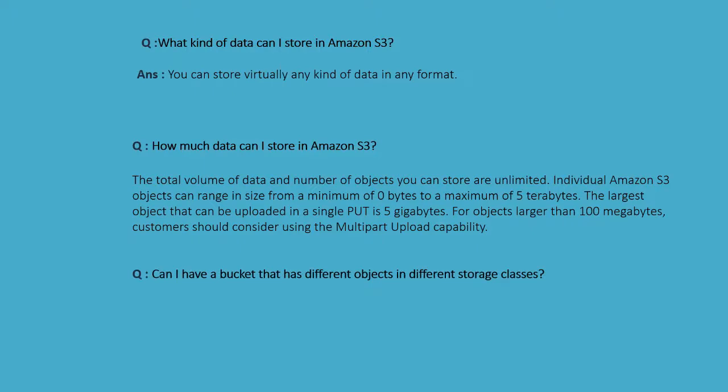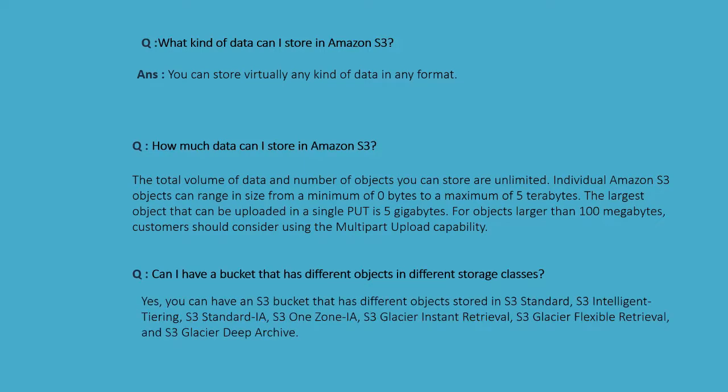Can I have a bucket that has different objects in different storage classes? Yes, you can have an S3 bucket that has different objects stored in S3 Standard, S3 Intelligent-Tiering, S3 Standard-IA, S3 One Zone-IA, S3 Glacier Instant Retrieval, S3 Glacier Flexible Retrieval, and S3 Glacier Deep Archive.